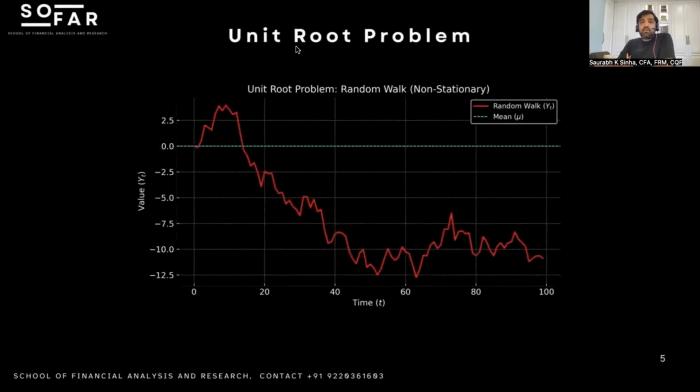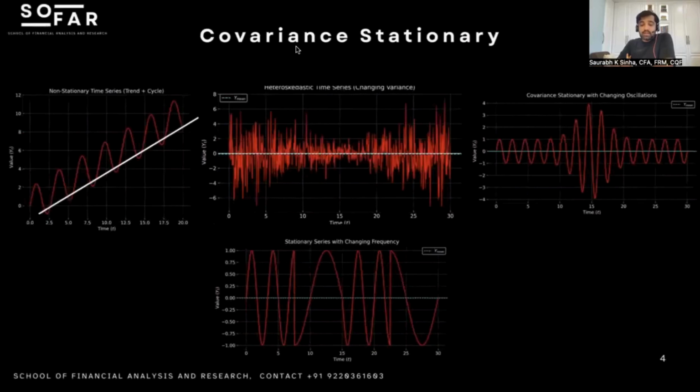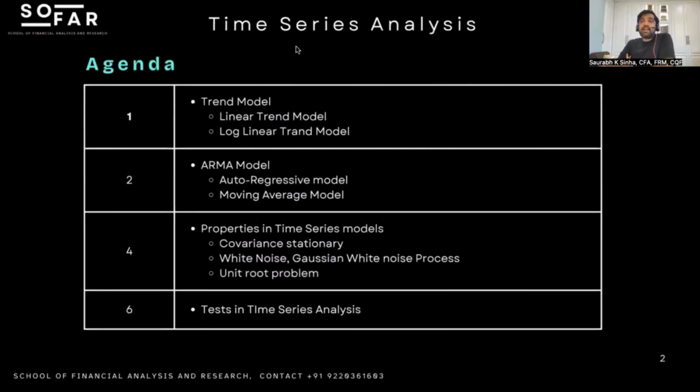And then we'll understand what the problem of unit root is. And we'll also understand something called white noise and Gaussian white noise. And lastly, we'll understand the different hypothesis testing. As we studied in the regression models, we'll study hypothesis testing in time series analysis. So this is the agenda. Okay.